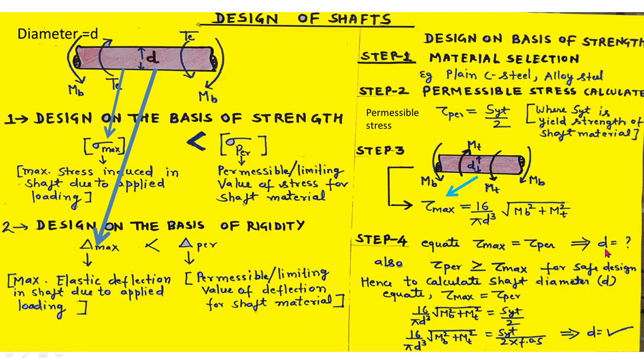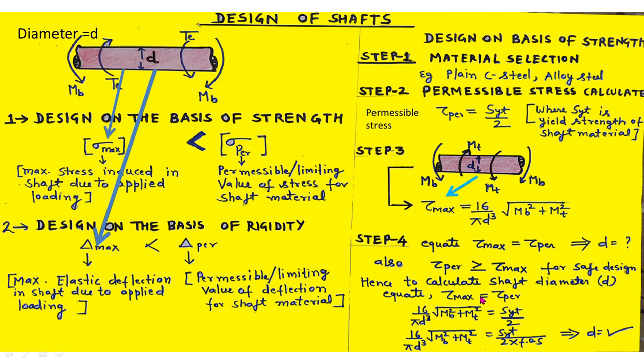Now here you can see that for safe design, the permissible value of the shear stress according to the maximum shear stress theory must be greater than the maximum shear stress induced due to the given loading condition in the shaft. So this relation must hold for safe design. And to find out the diameter, we have to equate tau permissible with tau max, that is, the permissible value of stress is equal to the maximum value of stress induced in the component because of the loading condition. We have to equate these two things. Tau permissible obtained in step 2 is equated with the tau max obtained in step number 3.